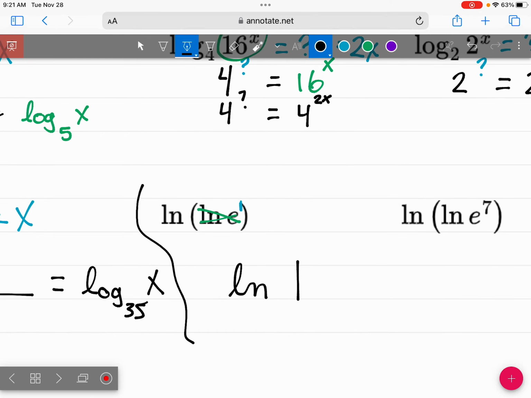So ln, remember that's log base e. E to the whatever is the inverse operation. They undo each other. So the natural log of e to the whatever is whatever your exponent is. So these guys cancel each other out. Because it's base e. ln has a base of e every single time.